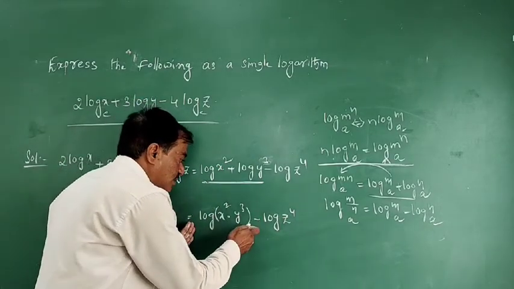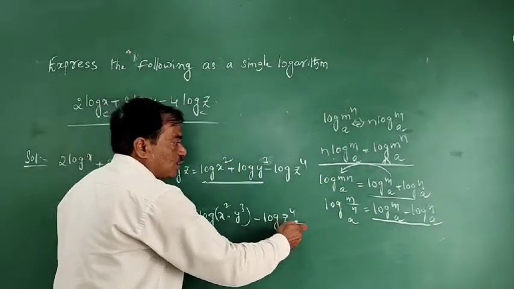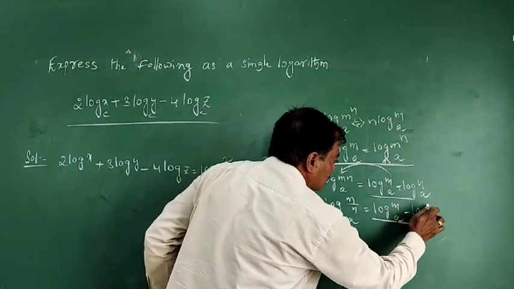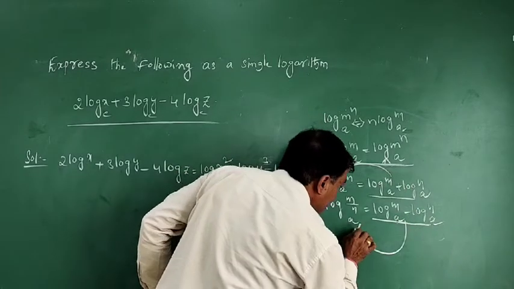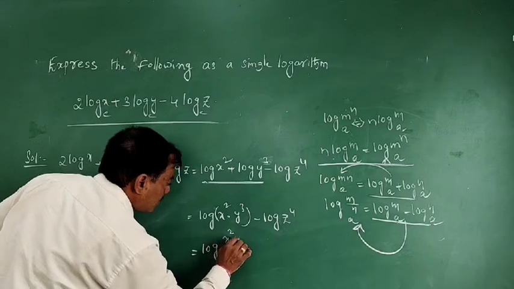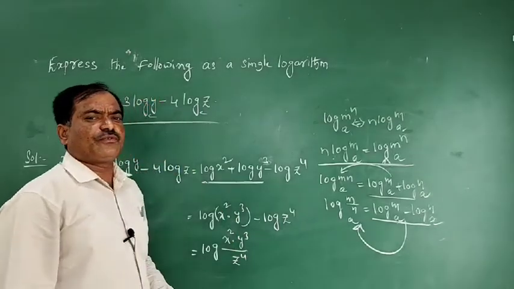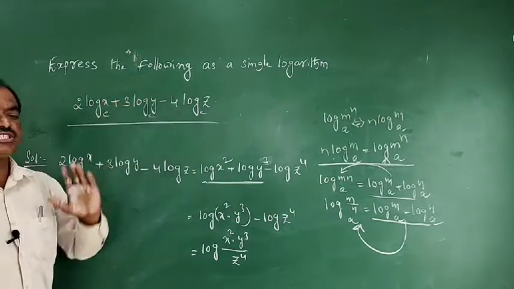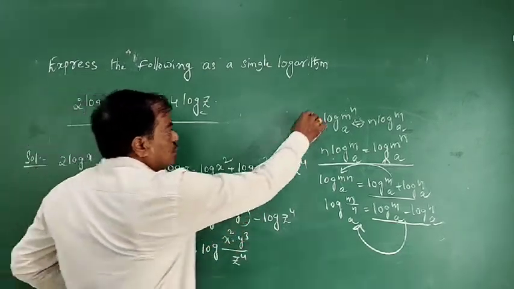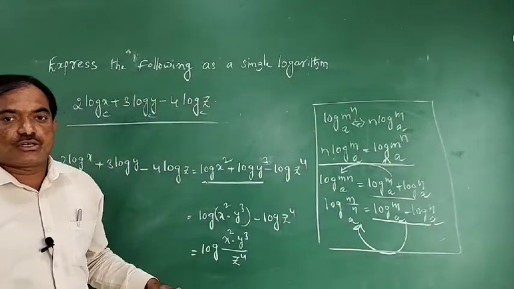Next, now this is the first term and this is the second term. Now compare this expression with the right hand side expression: log m to the base a minus log n to the base a. So this can be expressed in this form, log of x squared y cubed by z to the power of 4. So if this kind of expression is given, we have to write it as a single logarithmic function by using these properties. So these are the advantages of the properties of the logarithms.